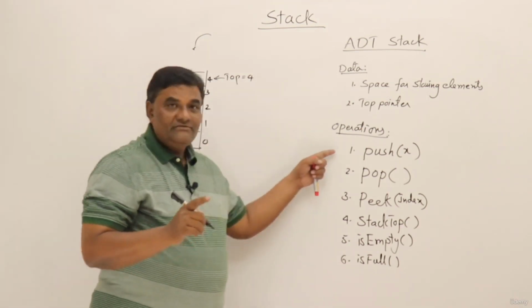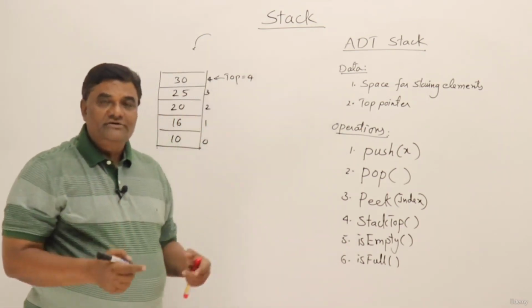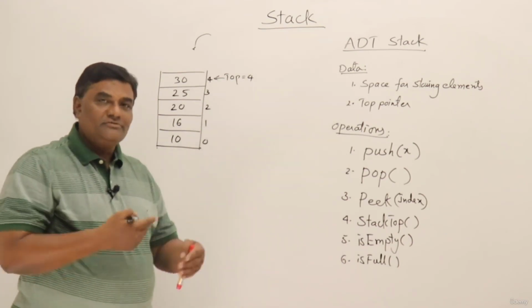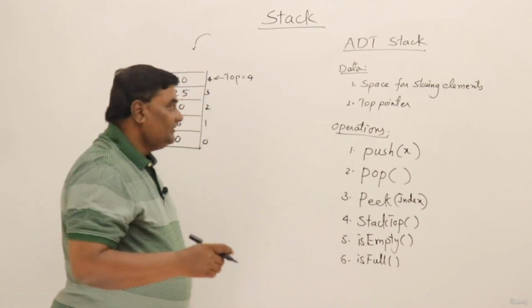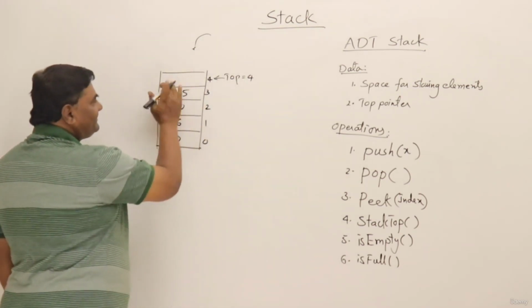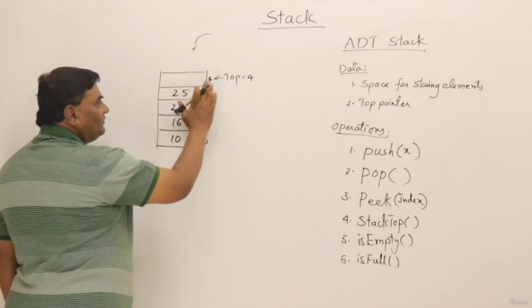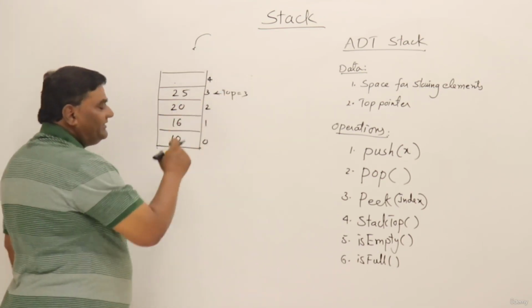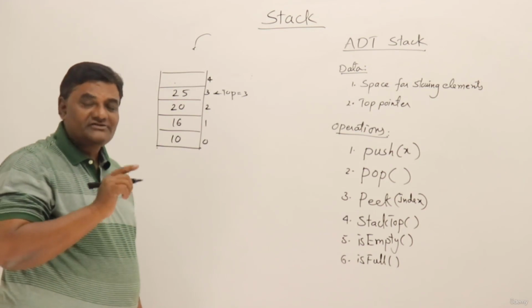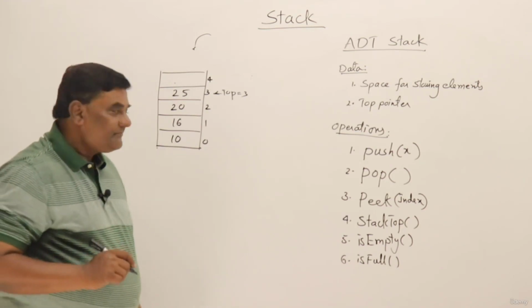Push means just inserting one value, right? Not all values. If you want more than one value, call push more than one time. The next is pop. Pop means deleting a value, taking out a value from the stack. If we take out a value, the topmost value will go, and the next topmost value is this one. So top will point to whichever is the topmost value at present.